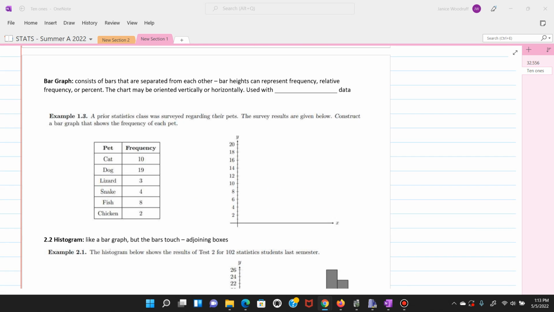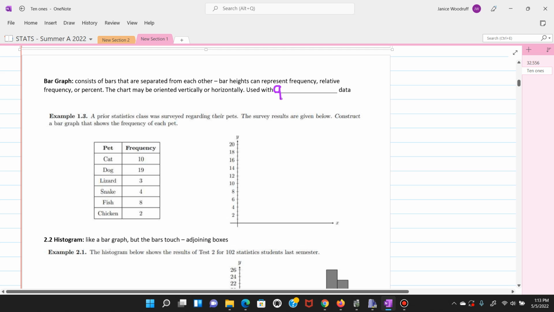All right, bar graph. A bar graph consists of bars that are separated from each other, so they are not touching. The bar heights can represent frequency, relative frequency, or percent. It may be oriented vertically or horizontally, and we're typically going to be using this with qualitative data.